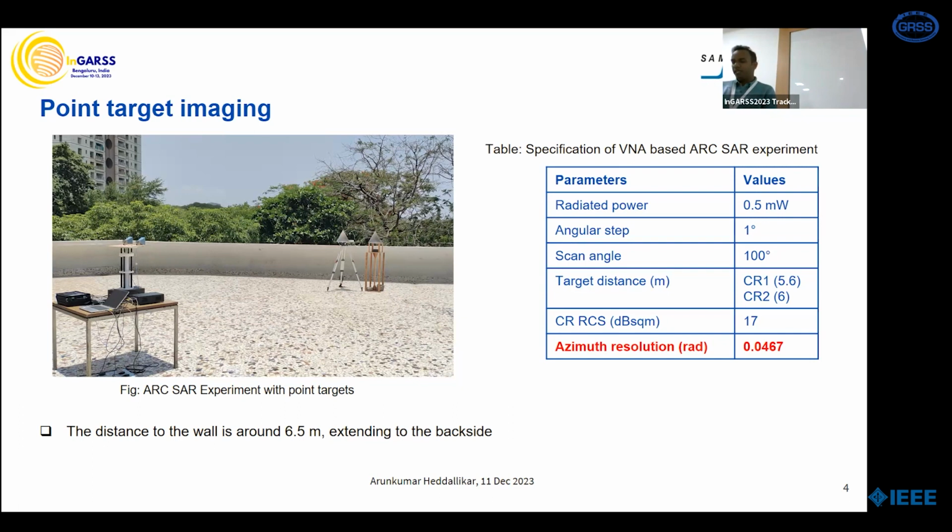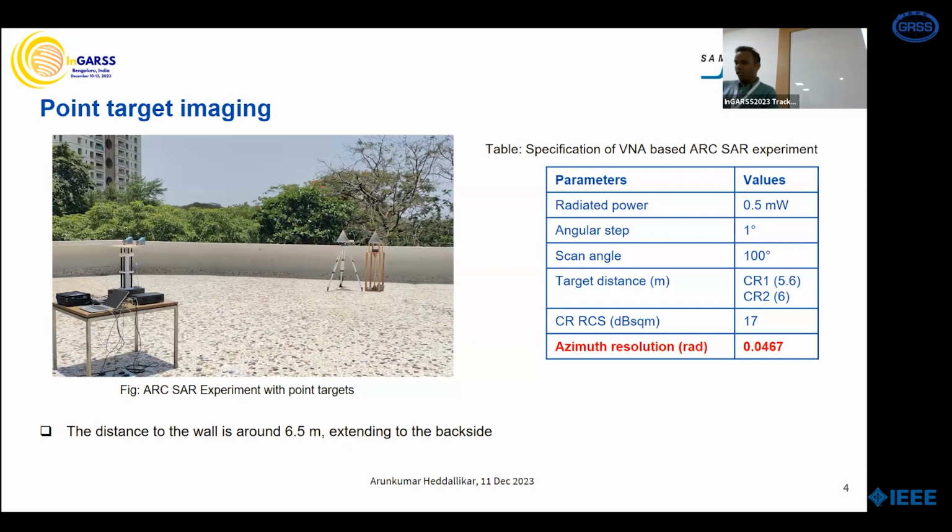We are acquiring data at every 1 degree step, scanning up to a 100° scan angle. Two 25 centimeter point targets are kept at distances of 5.6 meters and 6 meters, having an RCS of 7 dB square meters. The expected azimuth resolution in this case is 0.0467 radian.